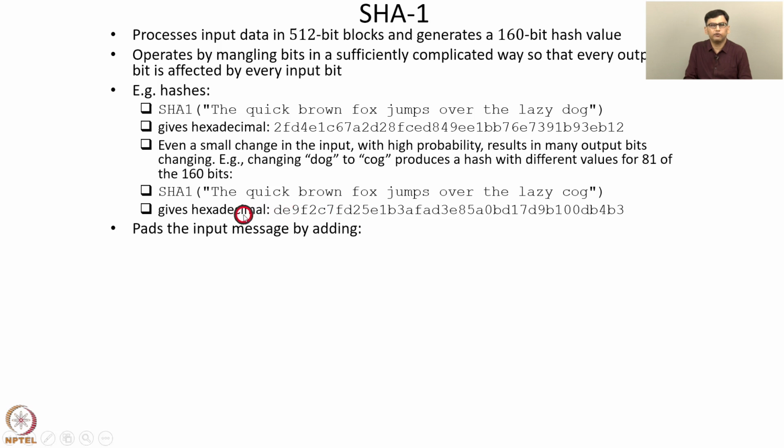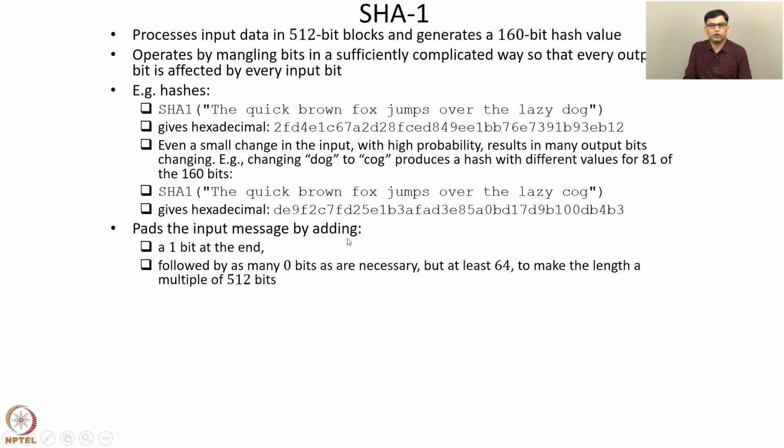So the operation of SHA-1 is as follows. First, it pads the input message by adding a 1 bit at the end, followed by a string of zeros. How many zeros are added? As many zeros are added as necessary to make the length a multiple of 512 bits, but at least 64 zeros are added.